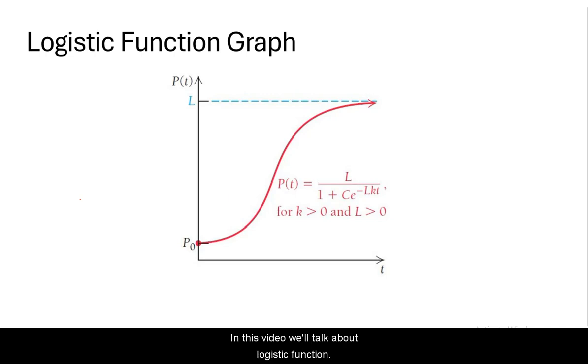In this video, we'll talk about the logistic function. First, let's look at its graph. For this function, we have t and p, where t is time and p is the amount by the time t. You can see in this graph, there's an upper limit L. So the maximum value won't pass this maximum value L.